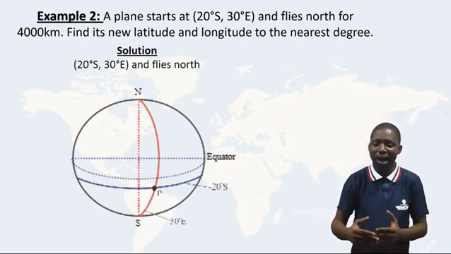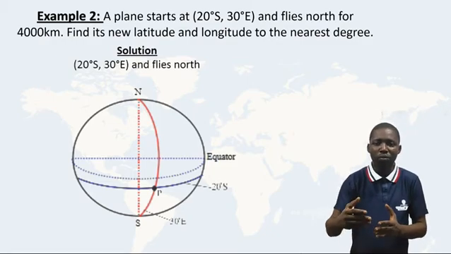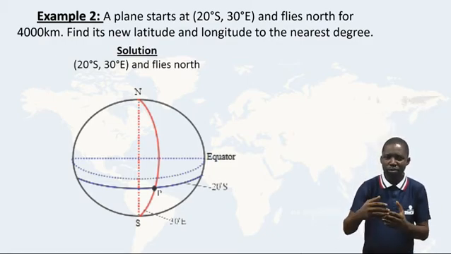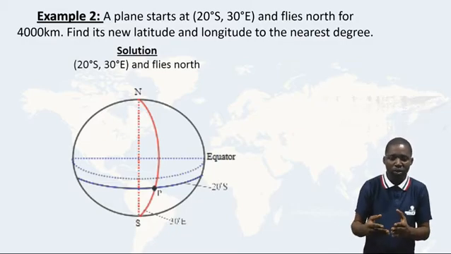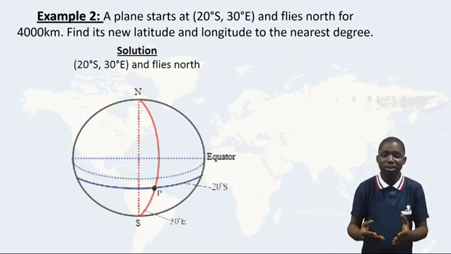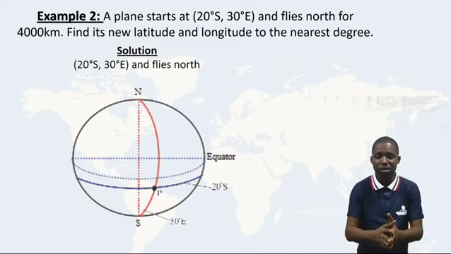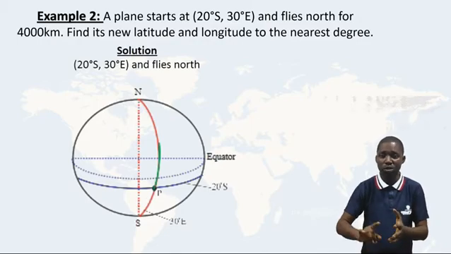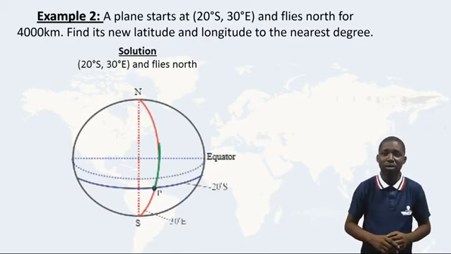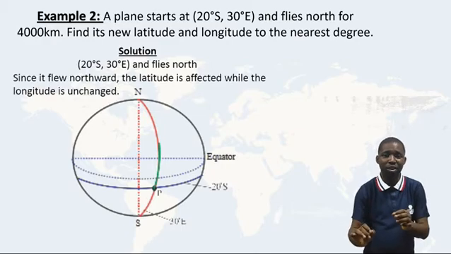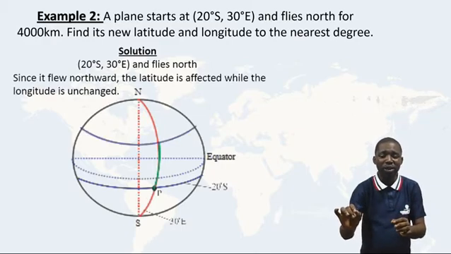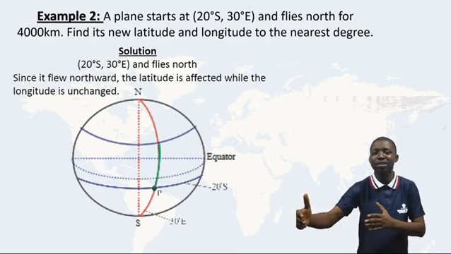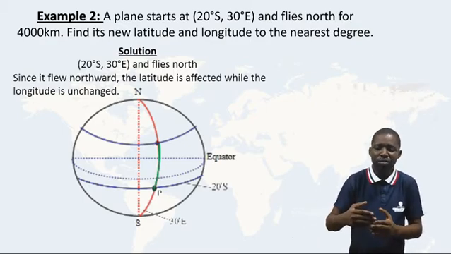Now, we're told that it flies north for 4,000 kilometers. We're told that the plane flies northward. It's a northward direction. So what will we have to do with the north? Of course, I told you we have north and south, east and west, meaning our north will only affect either north or south. So we have 20 degrees south. The northward direction of the plane will only affect the 20 degrees south, meaning our 30 degrees east remains the same.